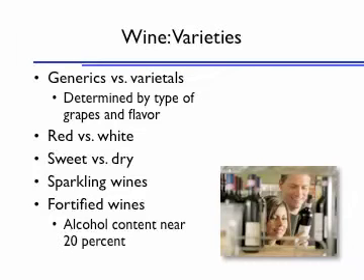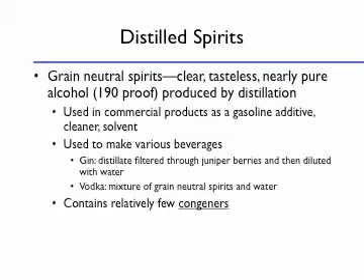Okay, distilled spirits, there's a couple different types. Let's talk about grain neutral spirits. So this is a clear, tasteless, nearly pure alcohol, close to 100%, about 95% alcohol that we produce by distillation. You can use this in a chemistry lab. You can use it to add to gasoline. You can use it as a solvent. It's also the exact same alcohol that's used to make various beverages.